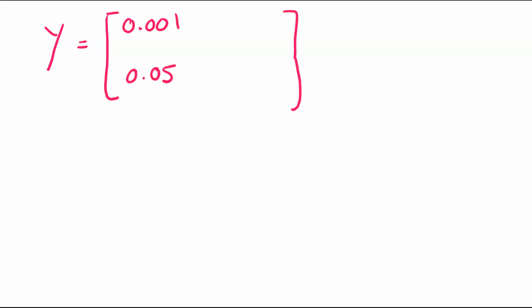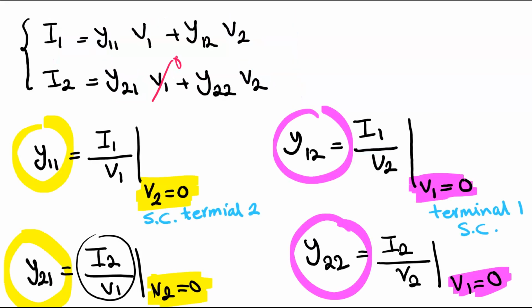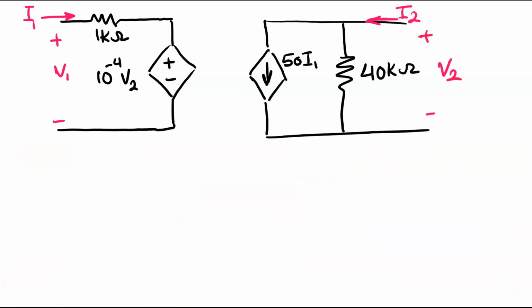I need to find the other two parameters, which are y12 and y22. For these two parameters, I have to short circuit terminal 1. Now let's look at the circuit and see what happens if we short circuit terminal 1. So the second scenario in which we have to solve this circuit is V1 equal to 0. So we have to short circuit terminal 1.